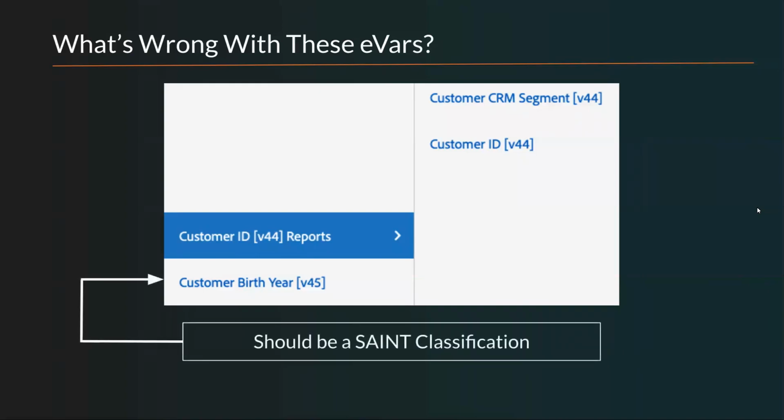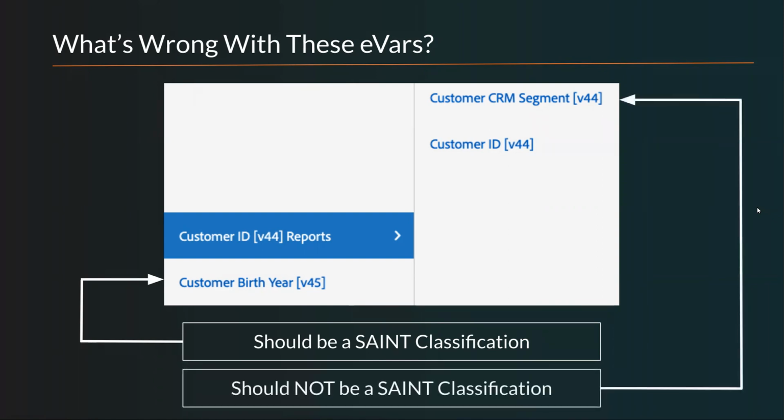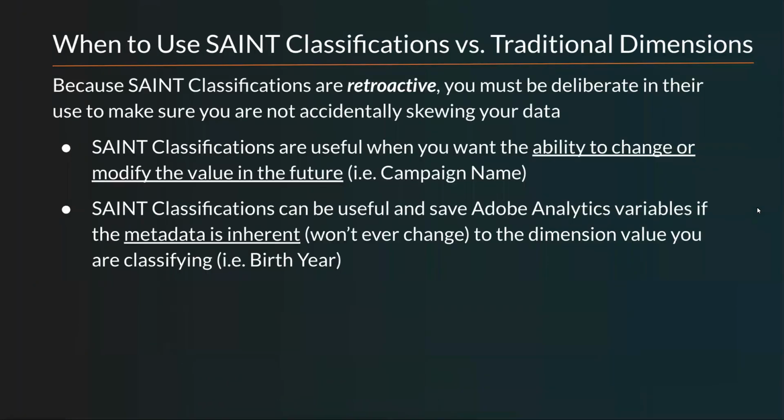The first mistake here is that I would treat customer birth year as a sync classification, because that's never going to change, and that just wastes an eVar. Every customer has one birth year. But in this scenario, they're using the CRM segment as a sync classification. That should not be a sync classification, because that value can change. And I'll illustrate this a little more here.